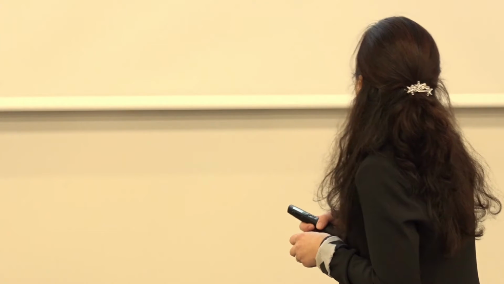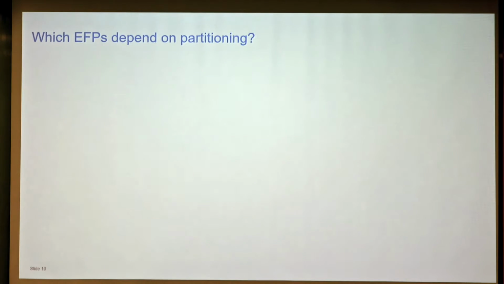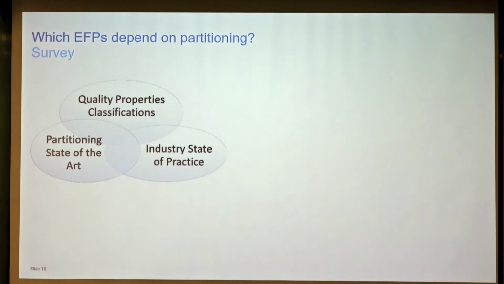As a next step, we say in this case that we have many properties and we want to see if they can be categorized and which are relevant for partitioning. So the next step in our case was to ask which extra functional property depends on the partitioning. For answering this question, we perform a survey in which we consider different sources. We consider existing quality models. We consider the state of the art in partitioning, and we have several discussions and interviews with industry experts.